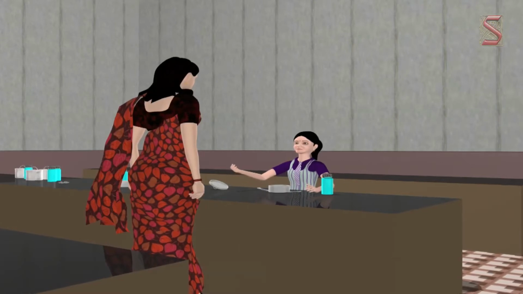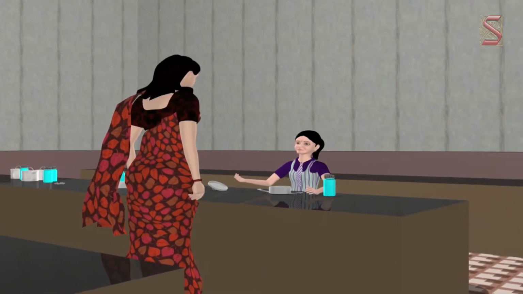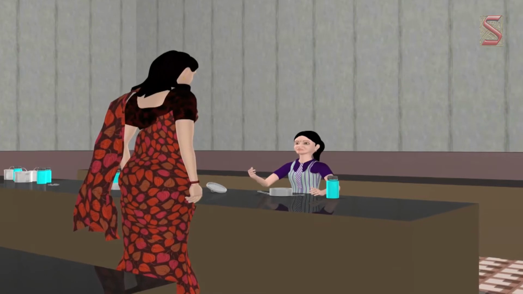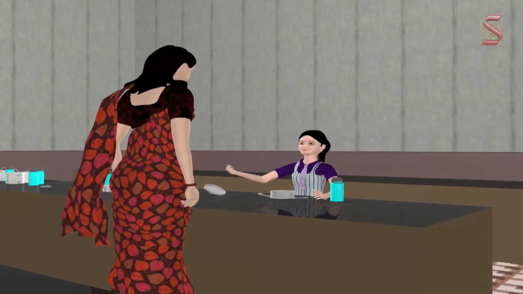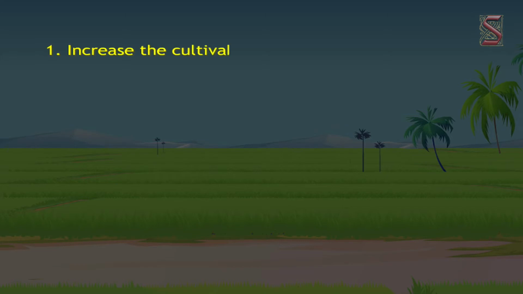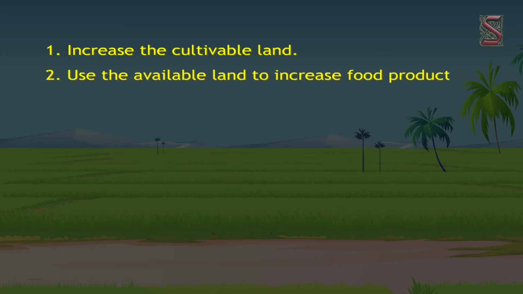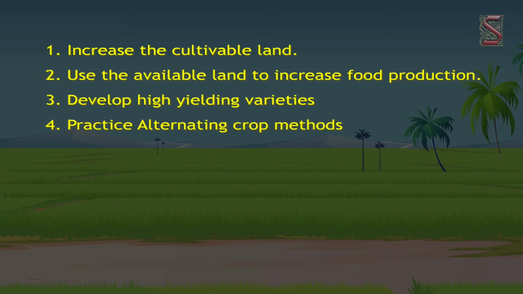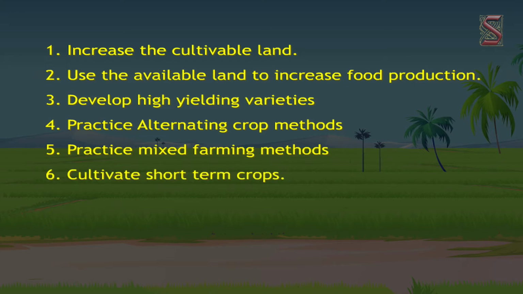Then what are the methods that one can apply to increase food production on the available land without destroying forests? Look at the options. Increase the cultivable land. Use the available land to increase food production. Develop high-yielding varieties. Practice alternating crop methods. Practice mixed farming methods. Cultivate short-term crops.